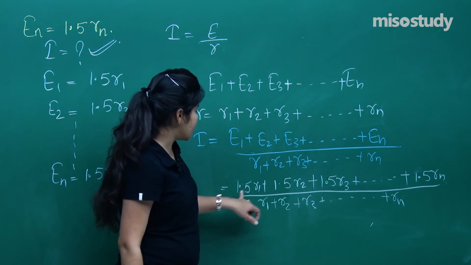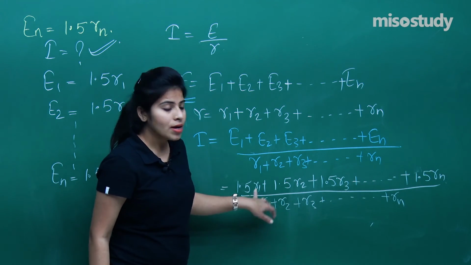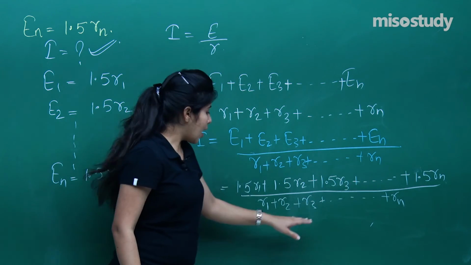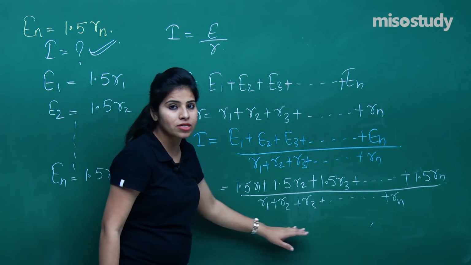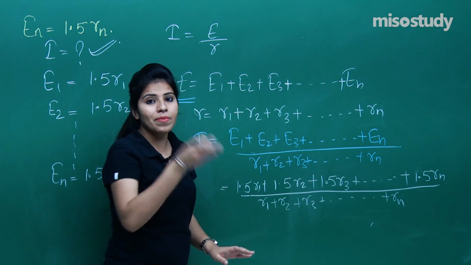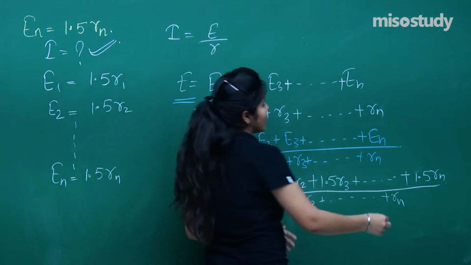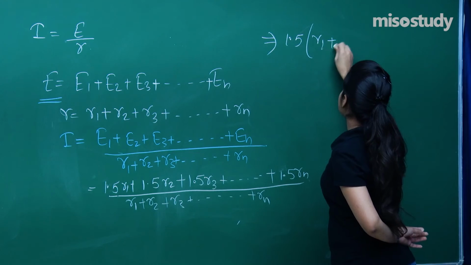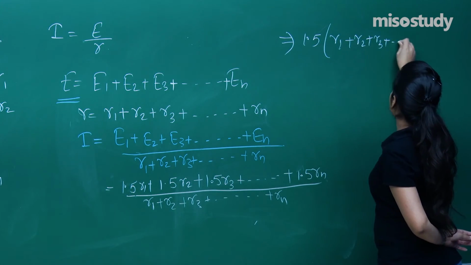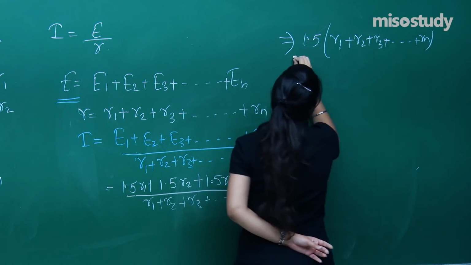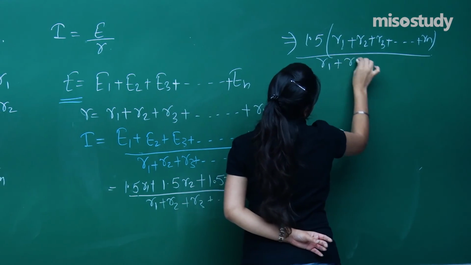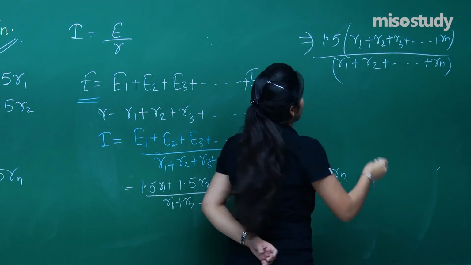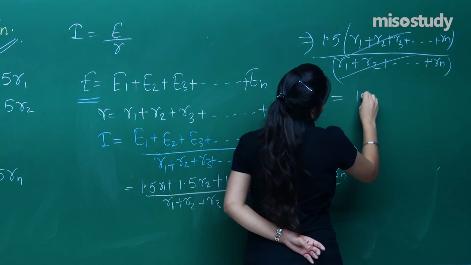Now, what you can see over here is that if I take 1.5 as common, 1.5 will come out and I will have R1 plus R2 plus R3 up to Rn, and similarly in the denominator I have R1 plus R2 plus R3 up to Rn. So they will cancel out. Yes, you are pretty intelligent, I know that. Again, writing this as 1.5 times R1 plus R2 plus up to Rn divided by R1 plus R2 plus up to Rn, they cancel out and we are left with nothing but 1.5.